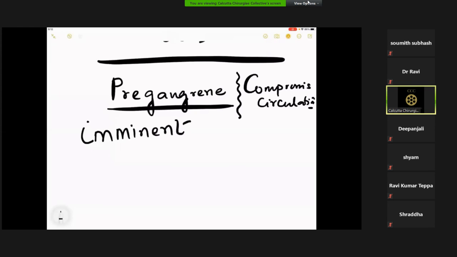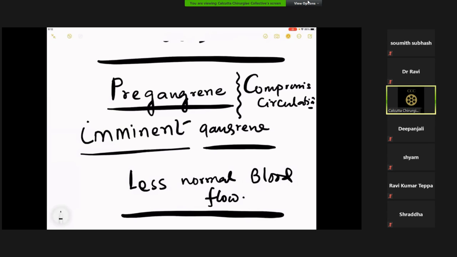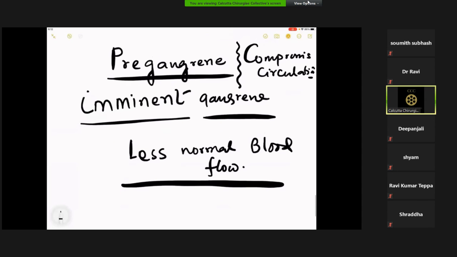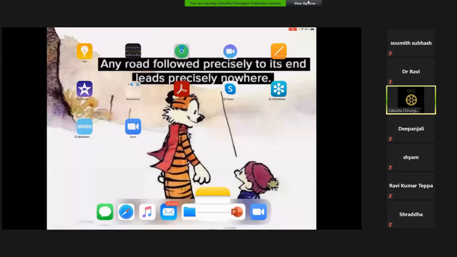A state of compromised circulation with an imminent gangrene to the tissue, associated still with a less than normal blood flow. Now remember, a necrosis and a gangrene will not have any blood flow, will have no circulation, but in this one, as you can see, there is a blood flow. So this is the state of pre-gangrene. This is an imminent gangrene with less than normal flow of blood. Okay, so this completes the story. Now, a pre-gangrene, remember, is going to proceed to a gangrene.